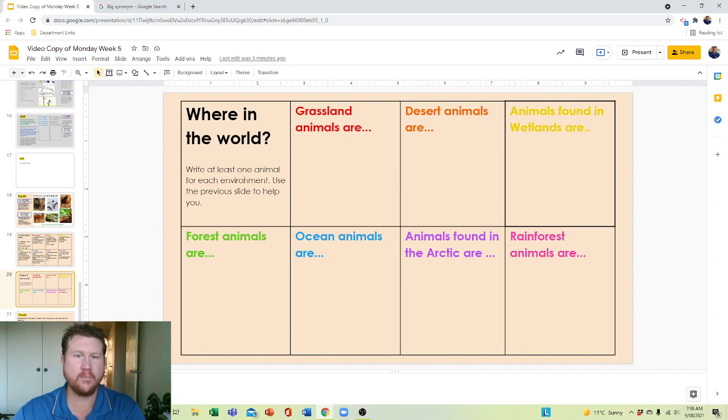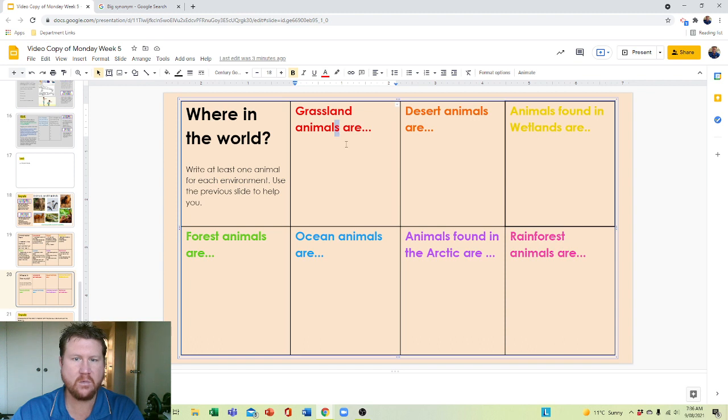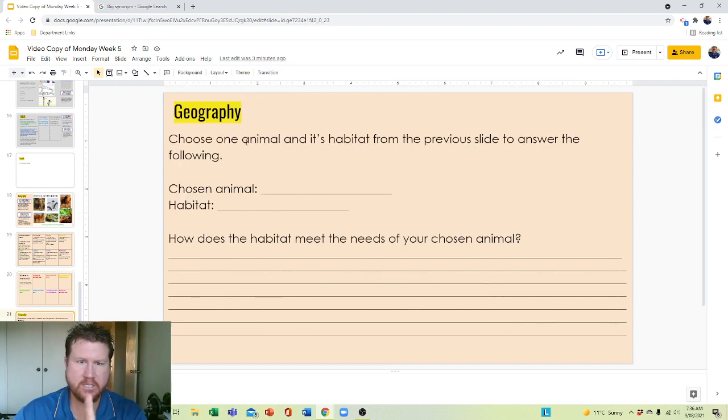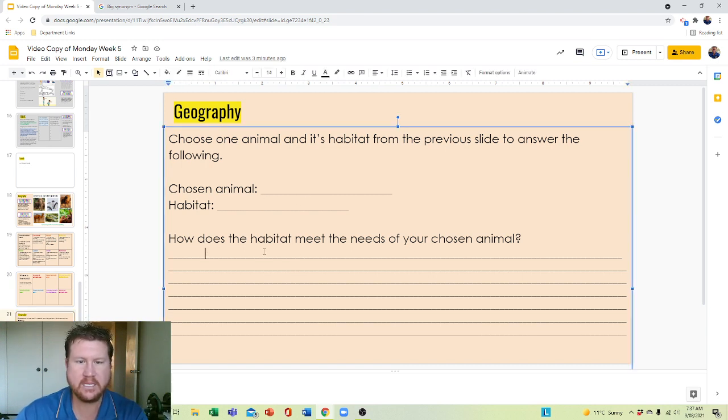Now down here, where in the world? Write down at least one animal. At least. See, it says animals. We want you to do a minimum of one for each. Give us more, whatever you need. Research it, and then choose one of those animals and its habitat in the previous slide to answer the following. Your animal, the habitat, and how does the animal meet its needs? Cool. Then have fun. Enjoy the rest of your day.